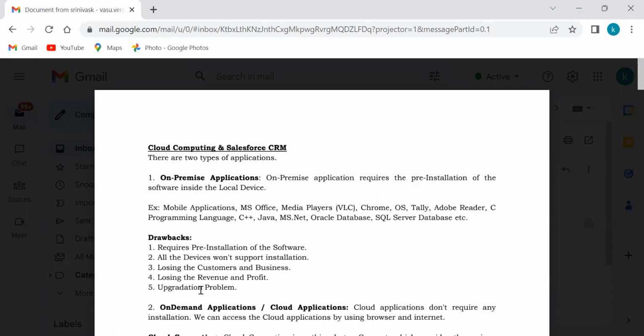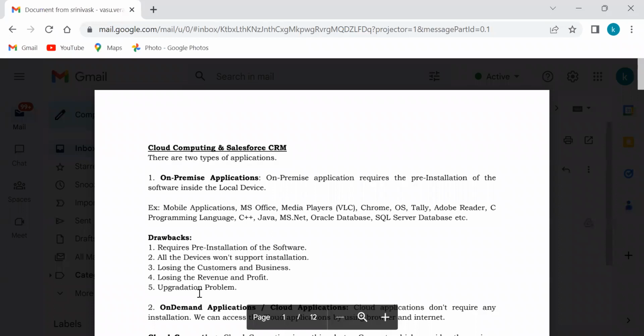One more problem is the upgradation problem. Because on-premise applications require installation of the software in the local system, suppose you are using MS .NET and let me assume you have installed MS .NET 1.0 in your local system. Every year or once in two years, Microsoft releases a new version, like 1.0, 2.0, 3.0, like that.